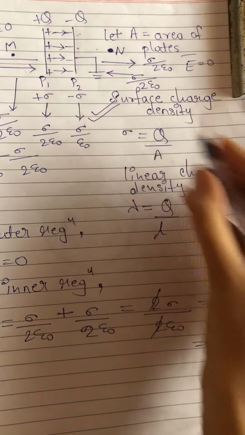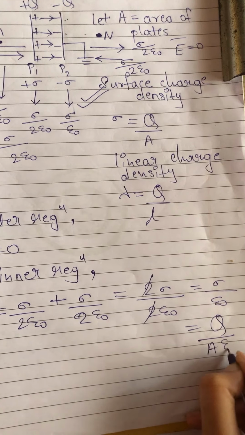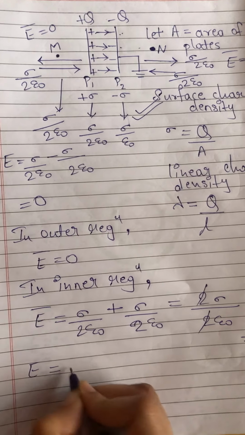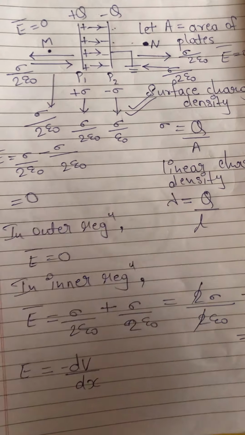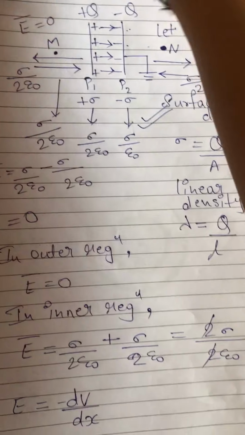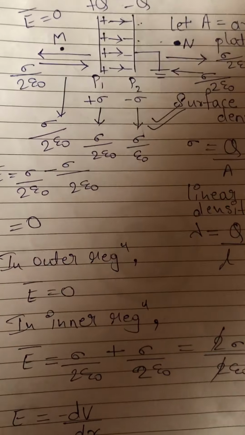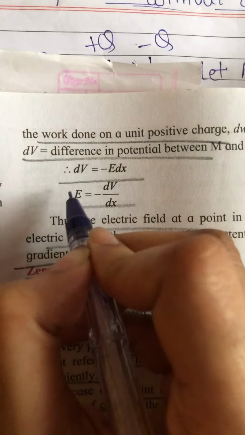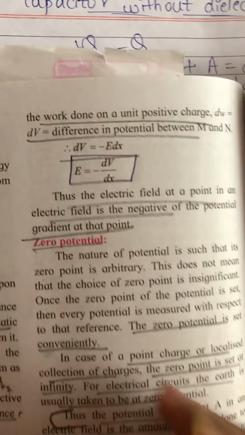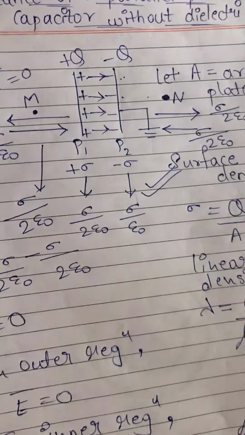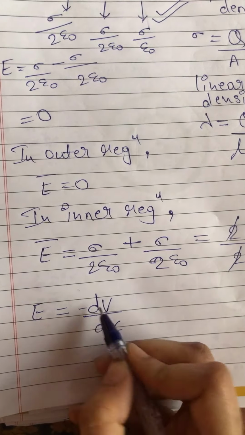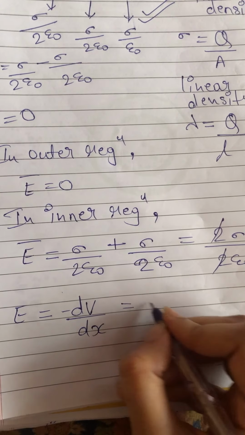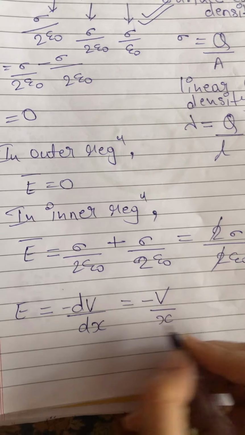Now what is sigma? Sigma is q upon a. So I can write q upon a epsilon naught. In this chapter only we have seen that electric field is equal to minus dV upon dx. Wait, I will show that to you in your textbook, that is on page number 190. Here is that equation, that electric field is minus dV upon dx. So this is small v, small x, so I will remove this d from numerator and denominator, so this can be written as minus v upon x.